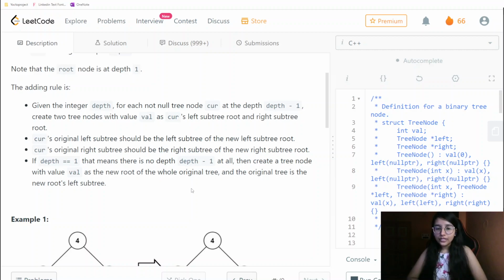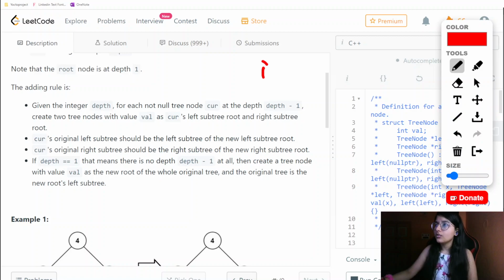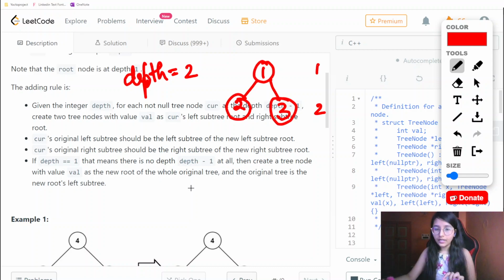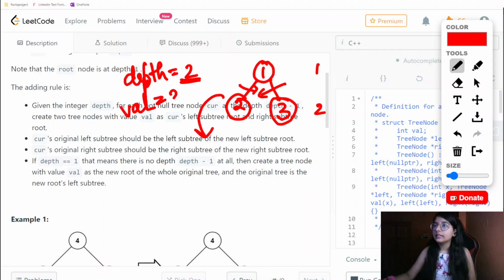And whatever was there at that particular level... let me draw and explain, that would be much better. So this is a tree given to us. Our depth is given as: this is at 1 and this is at 2, right? So we are required to add nodes at depth 2. So we will be adding at these levels, so that we are able to add our nodes at depth 2. And the value which is given to us is 3.